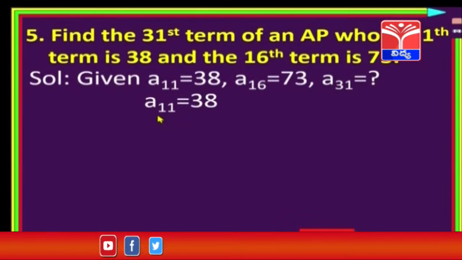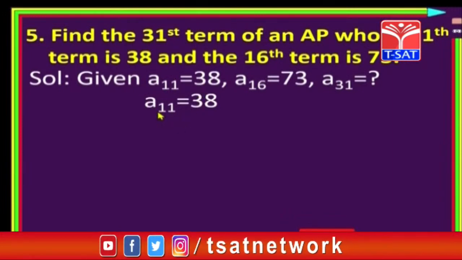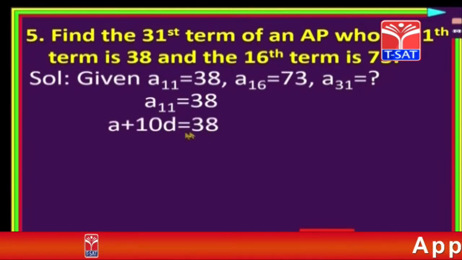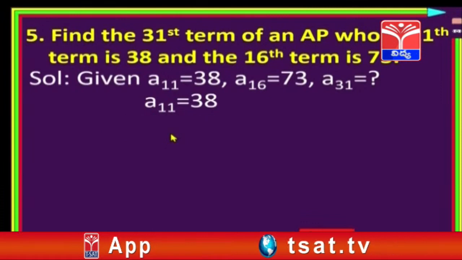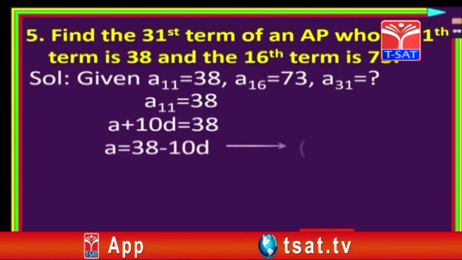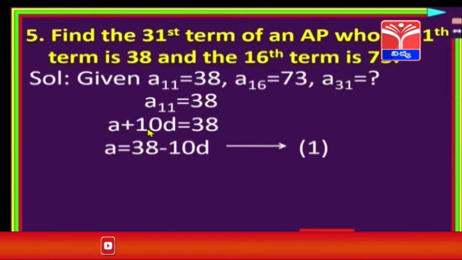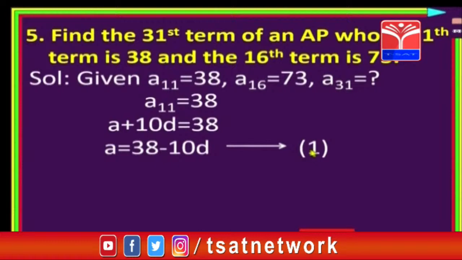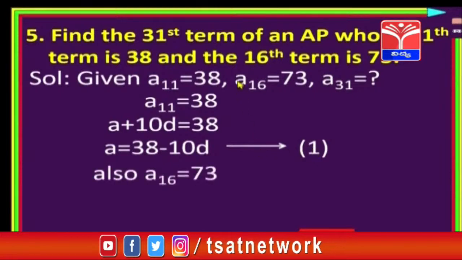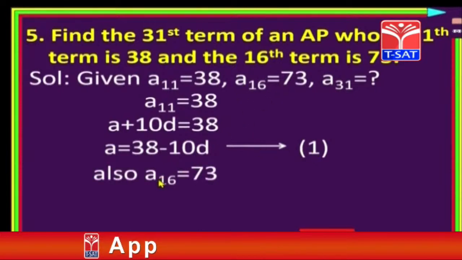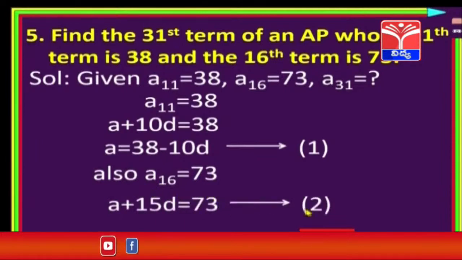Okay, let us solve. A11 is equal to 38. What is A11? A11 is nothing but A plus 10D from nth term formula, that is A plus 10D is equal to 38. From this I am writing A as 38 minus 10D. So bring 10D to right hand side, we will get A is equal to 38 minus 10D, which is relation 1. Okay. Next, second condition, that is 16th term is 73, A16 is equal to 73, A16 is nothing but A plus 15D, which is equal to 73. This is the relation 2.